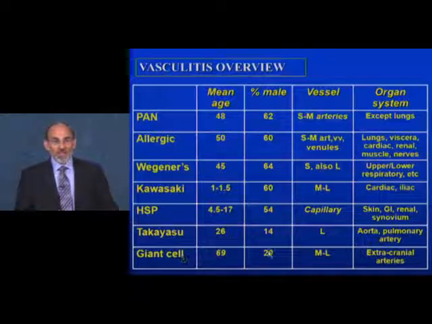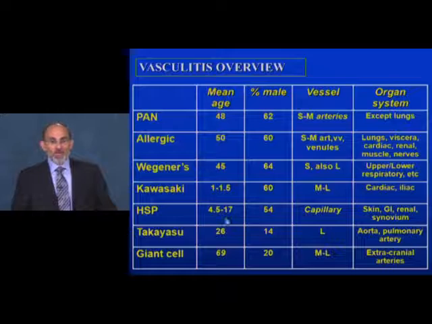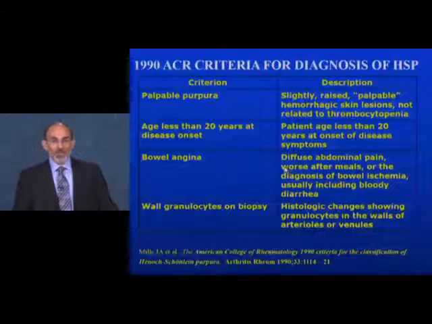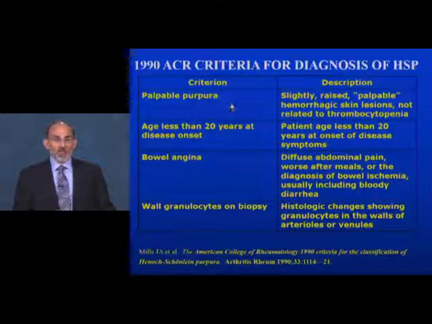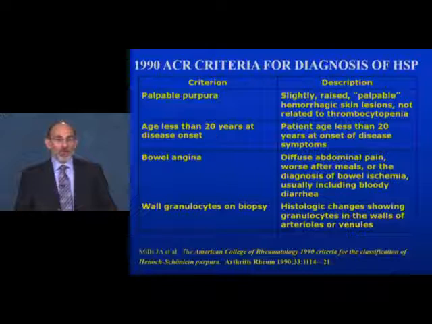This one doesn't ever affect children. We don't know exactly why, and by definition it happens only in people over 40. All of the others may affect children, but the average age, except for Kawasaki and HSP, is high enough, and the incidence is low enough that we will not talk about them. HSP is dependent on palpable purpura, and when the adults diagnose it, they diagnose it primarily in people under the age of 20, since it's so rare in adults, the sort of mirror image of giant cell arteritis.